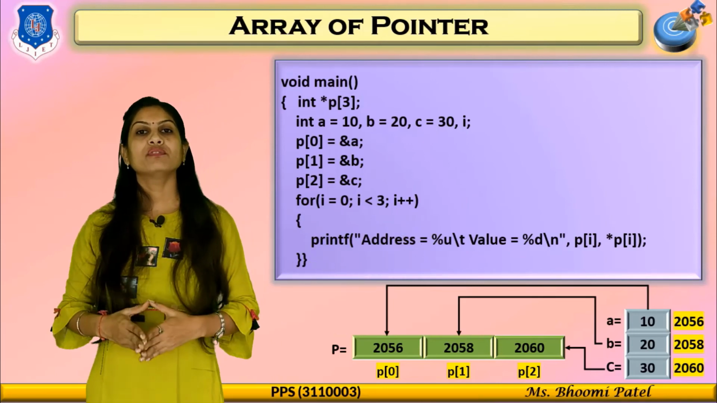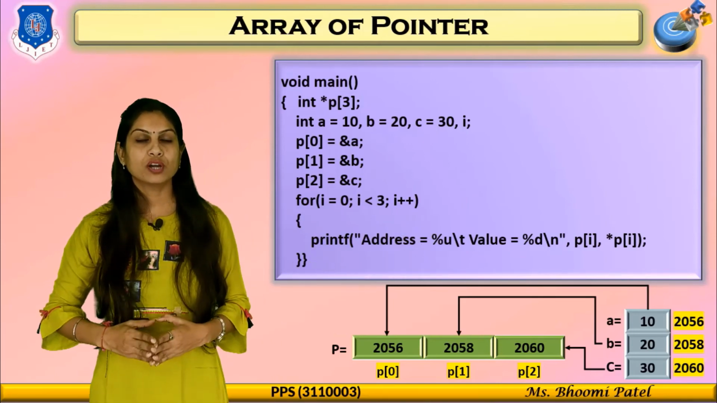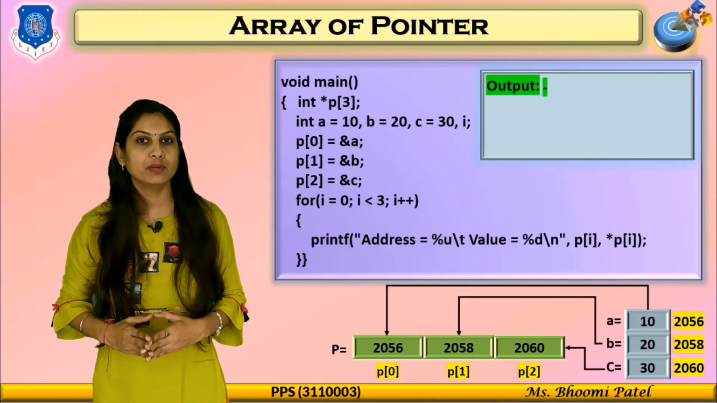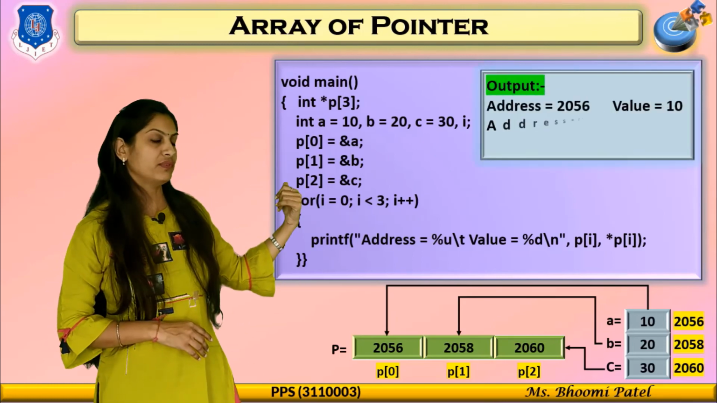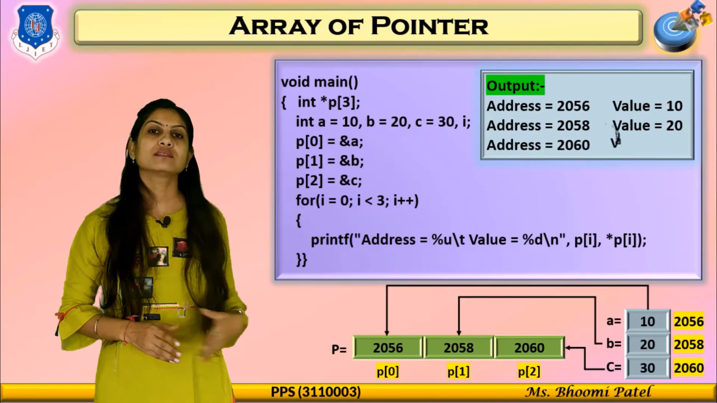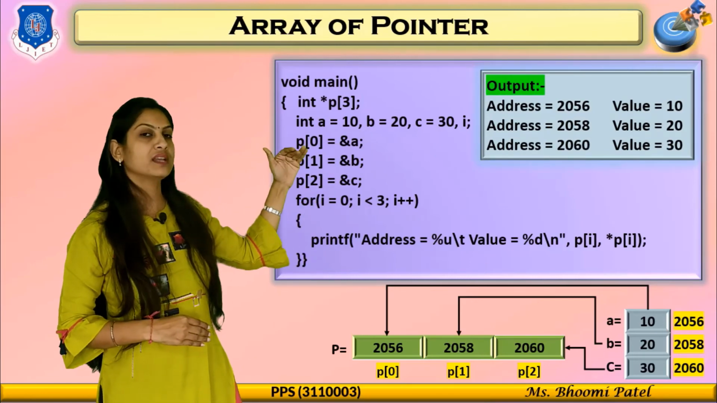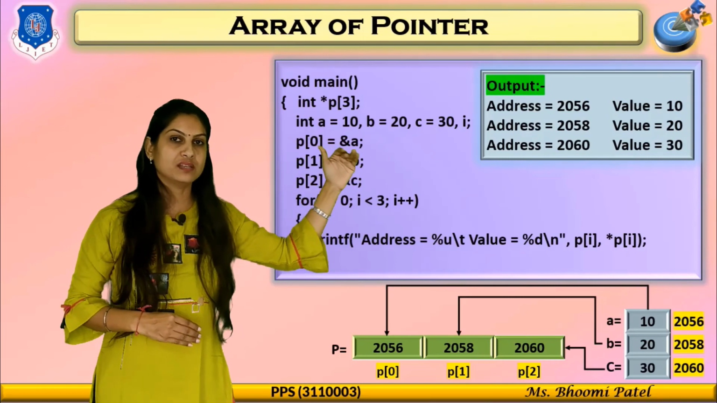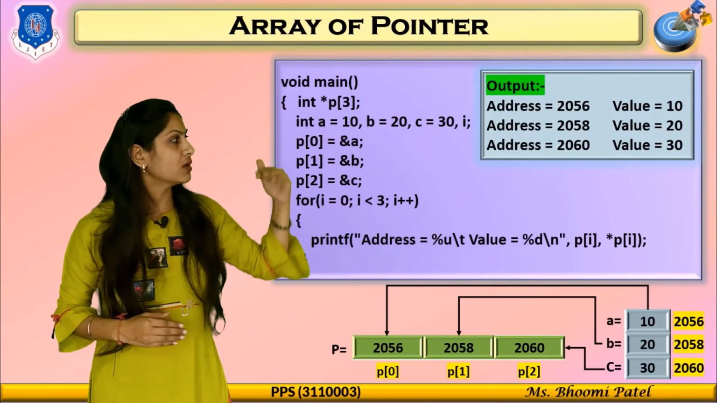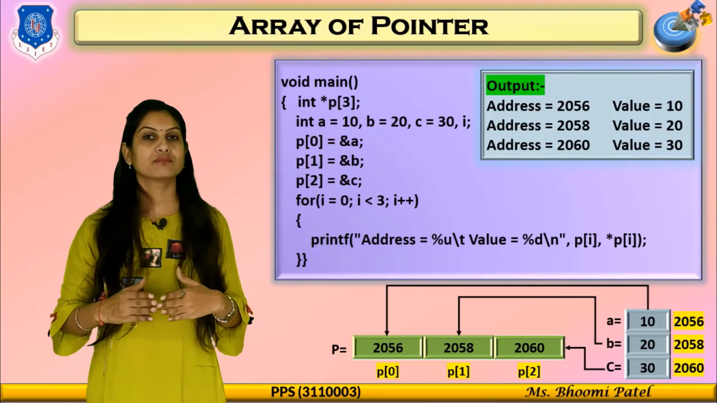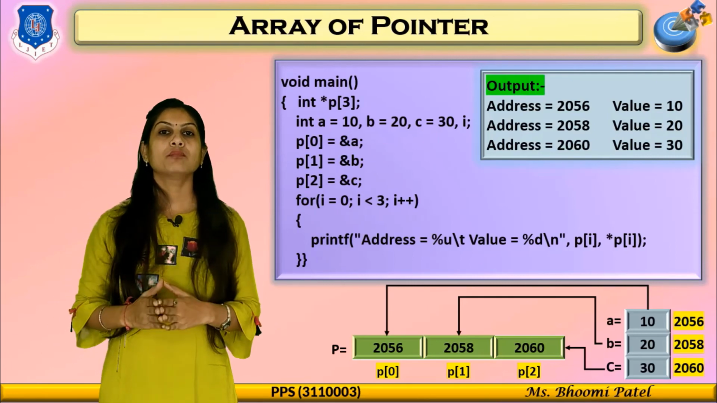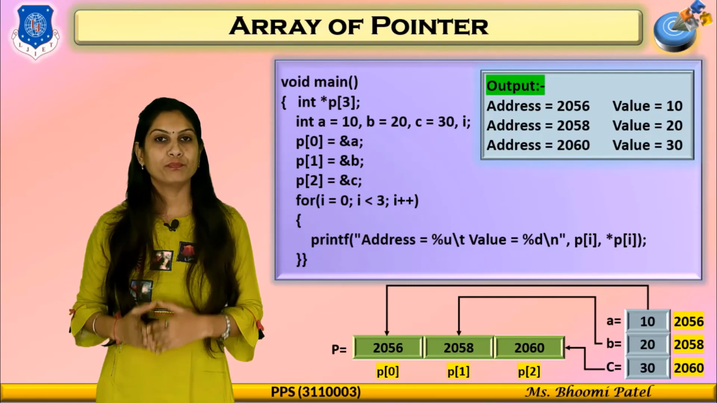So the output of this program is nothing but what? First the address of a will be printed, that is 2056, and then the value is 10. Likewise the second address is 2058 and the value is 20. Then the address is 2060 and the value is 30. Clear? So this is about the concept of array of pointers.